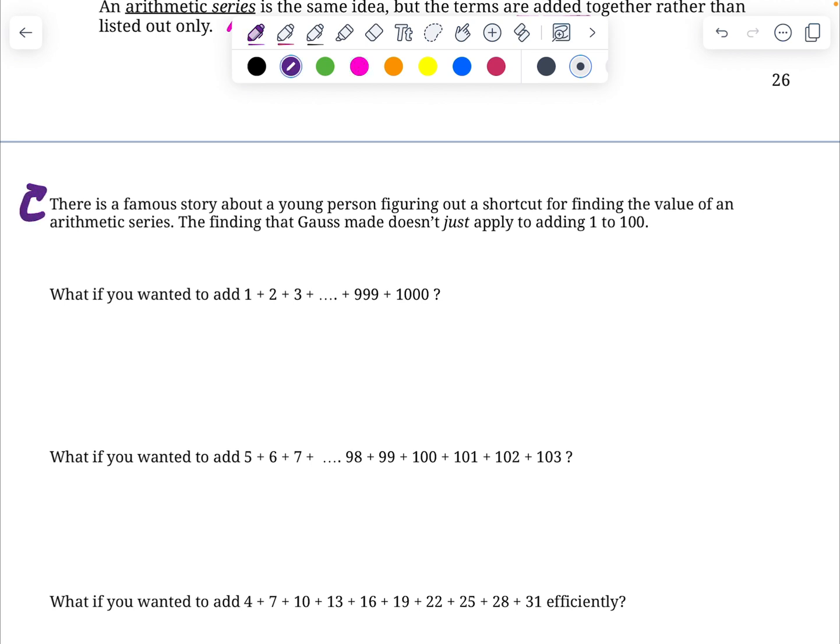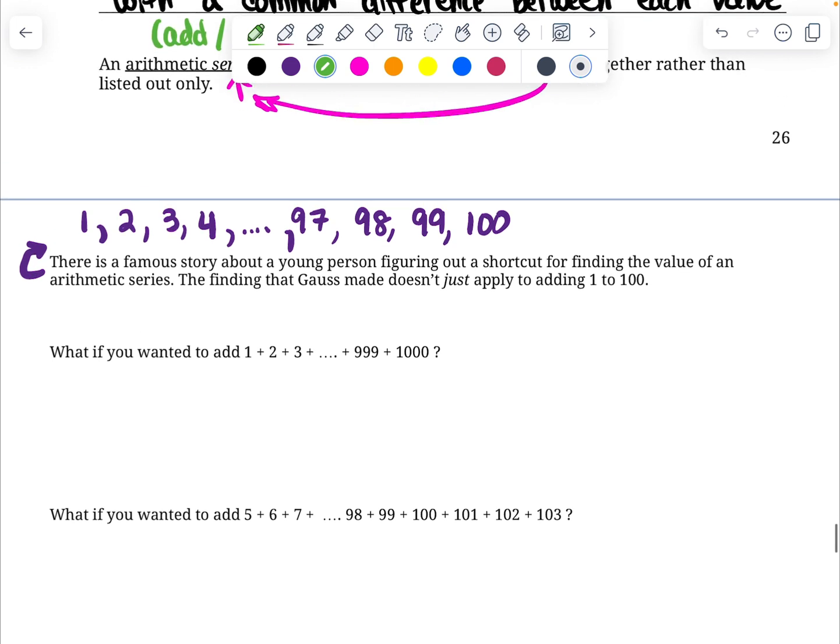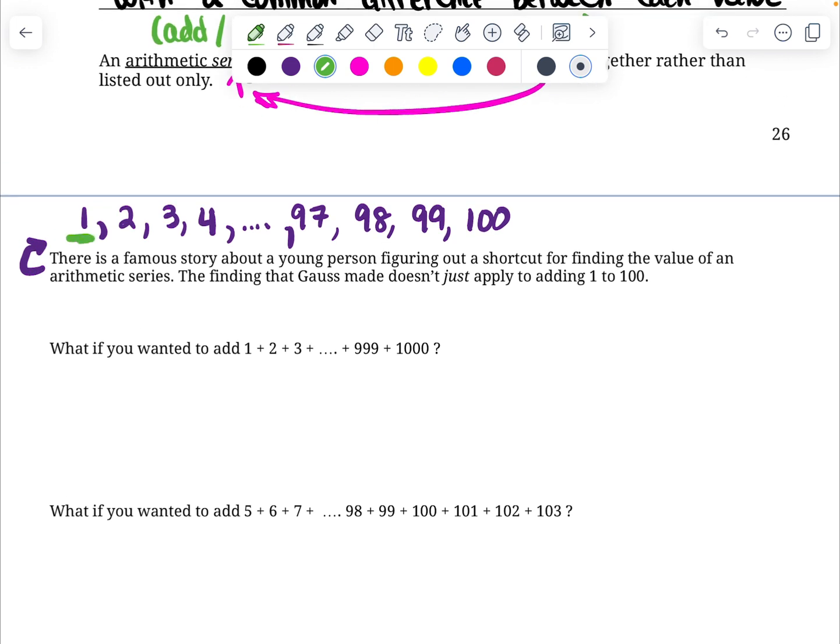So here's what I'm going to do. I'm going to rehash this story for you if you haven't heard it before. So the story involves you starting with the numbers 1, 2, 3, 4, etc. We're just counting. And so then eventually you would get to 97, 98, 99, and 100, and you'd add up all those numbers. Well, there's something that we should notice about the first and the last number. If I look at those two numbers and add them up, so that's A1 plus AN, they are 101.